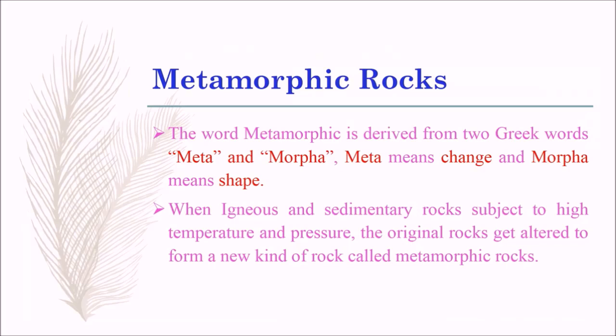The word metamorphic is derived from two Greek words, meta and morpha. Meta means change, morpha means shape. When igneous and sedimentary rocks are subjected to high temperature and pressure, the original rocks get altered to form a new kind of rock called metamorphic rocks.